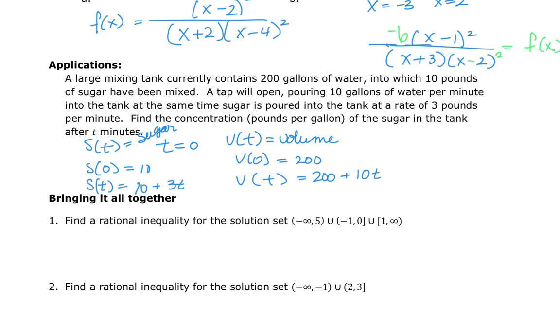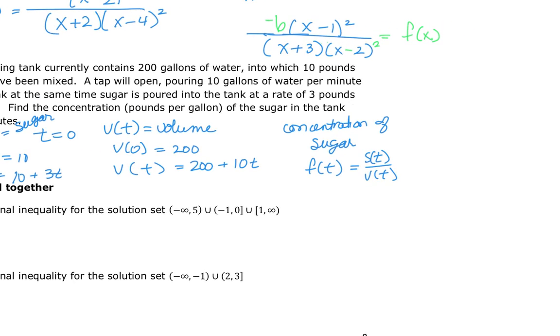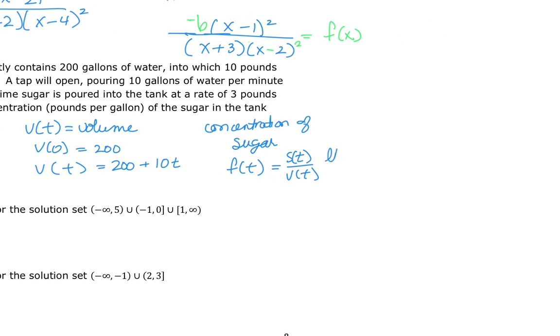So the concentration of sugar, we're going to call F of t, is going to be the amount of sugar I have at any given time divided by the volume at any given time, because it is pounds per gallon. And my answer is the 10 pounds that I started out with plus 3t over the 200 gallons that I have plus the 10 gallons that I have at some given time. And that's my answer.